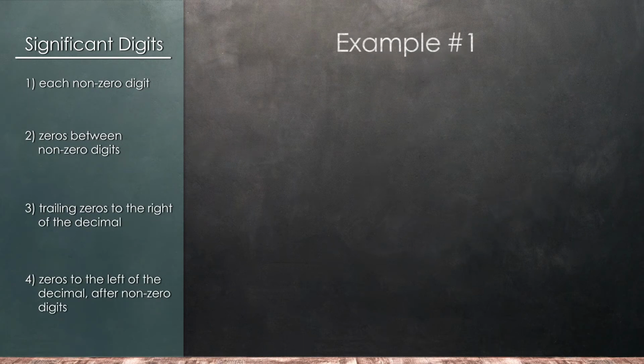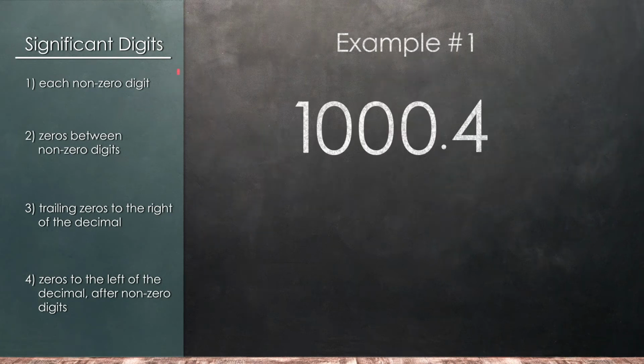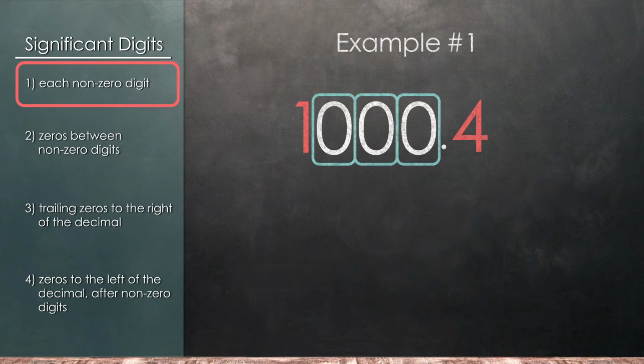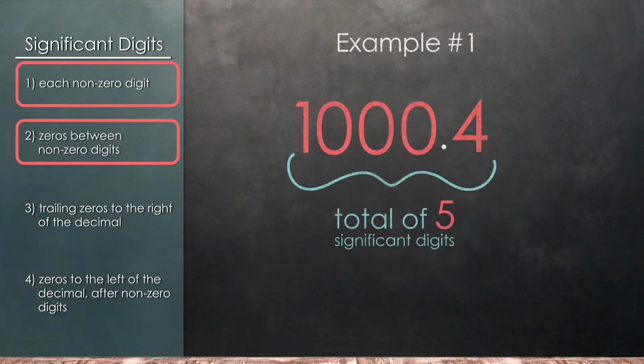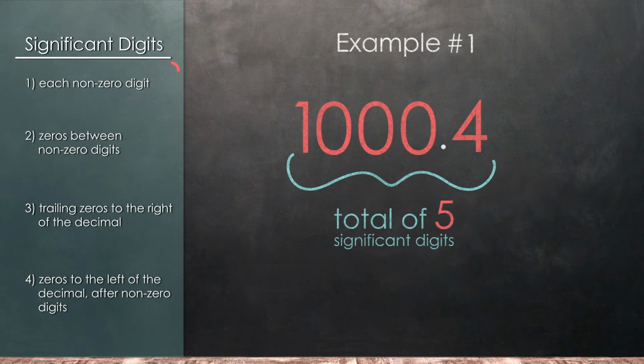Example 1. Consider the value 1000.4. By rule number 1, the digits 1 and 4 are significant since they are both non-zero. Notice that there are 3 zeros between them. By rule number 2, these are also significant, so this value has 5 significant digits.